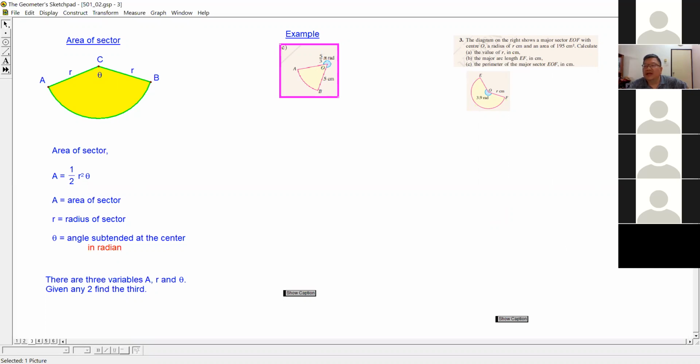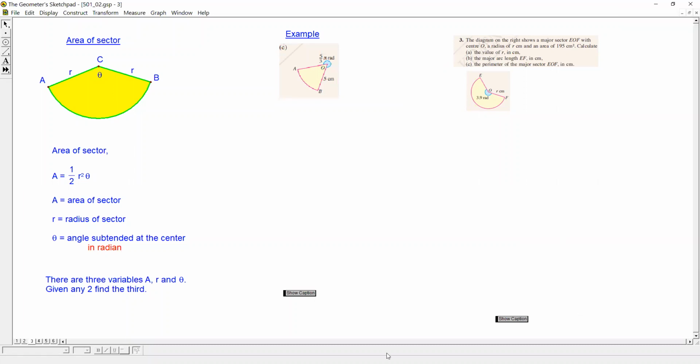Okay, let's say Jia Ying. Jia Ying can find or not? Area of sector. Jia Ying can find or not the area of this sector? How to find?